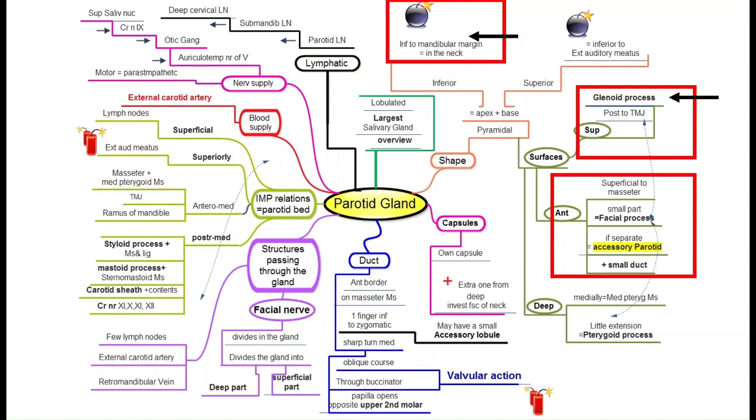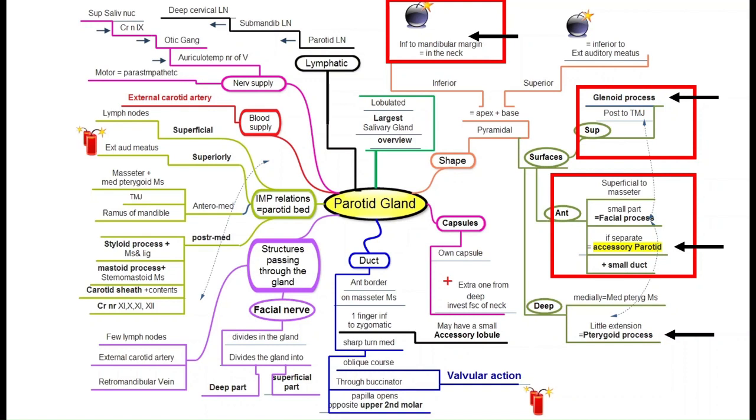Then anteriorly, the superficial part of the parotid gland is superficial to the masseter, and small part of the gland is related to the duct, and this is called the accessory parotid gland. It has a small duct that opens into the major duct.